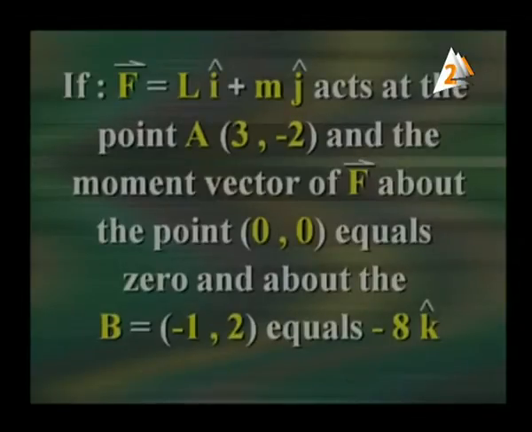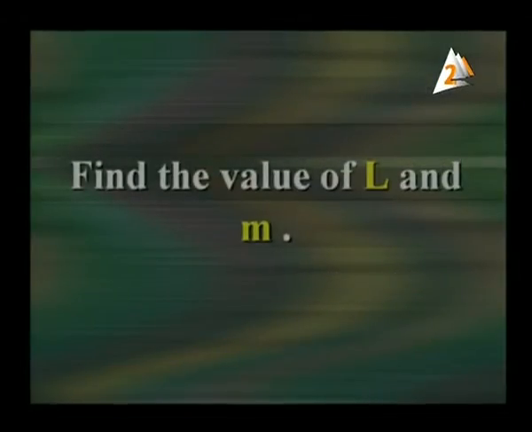Another one. If F equals Li plus Mj acts at the point A (3, -2), and the moment vector of F about the point O (0, 0) equals 0, and about B (-1, 2) is equal to minus 8k, now find the values of L and M.